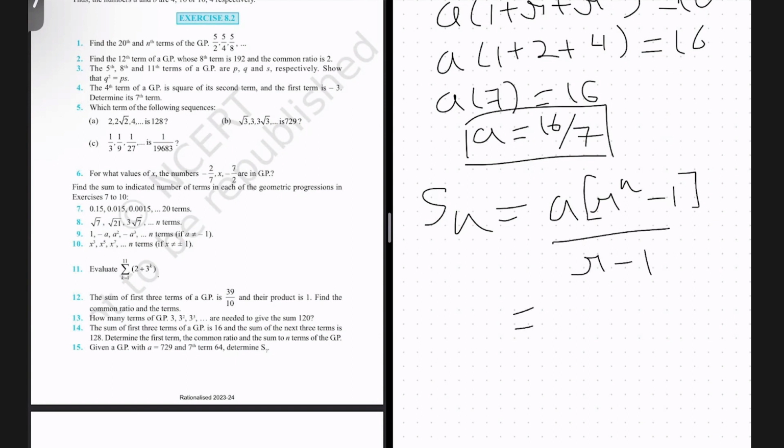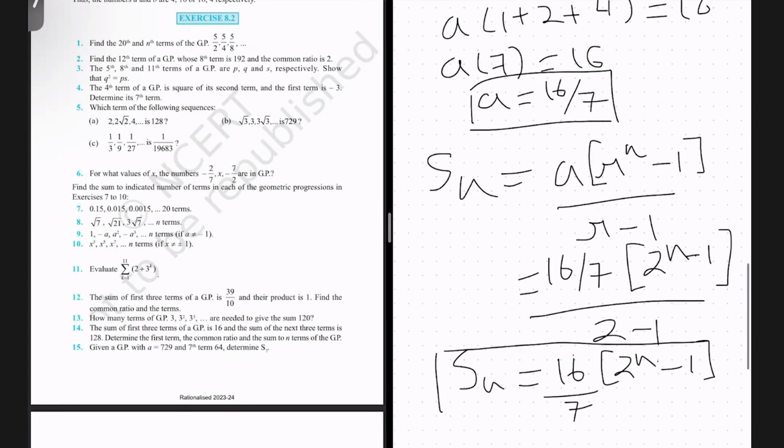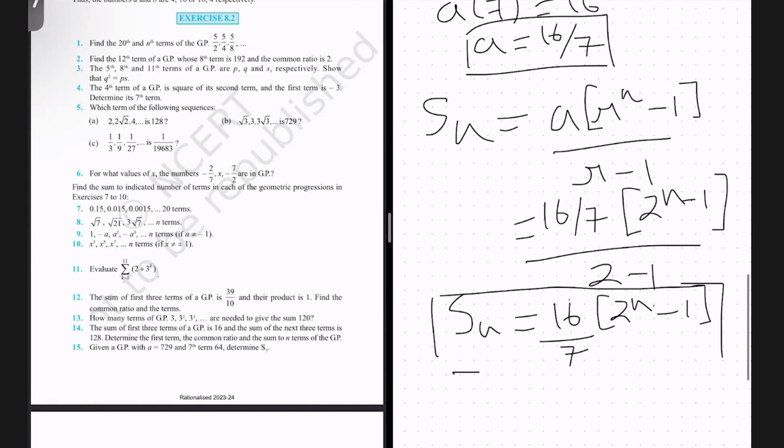Substituting the values of a and r here, you have 16 by 7. In the brackets, you have 2 raised to the power n minus 1. And in the denominator, you then have 2 minus 1, and that is nothing but 1 itself. So the final answer is 16 upon 7 times (2ⁿ - 1). That is going to be your Sn for this particular GP, right? That was nothing but the 14th question, and we were able to solve it.